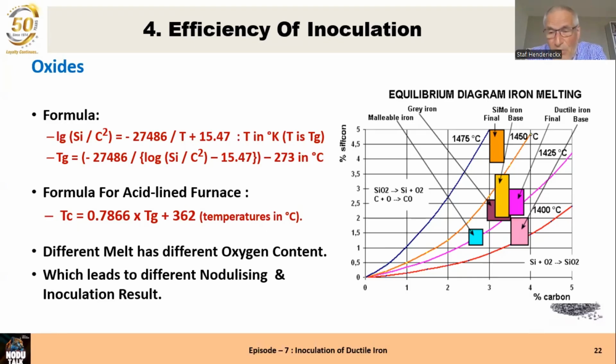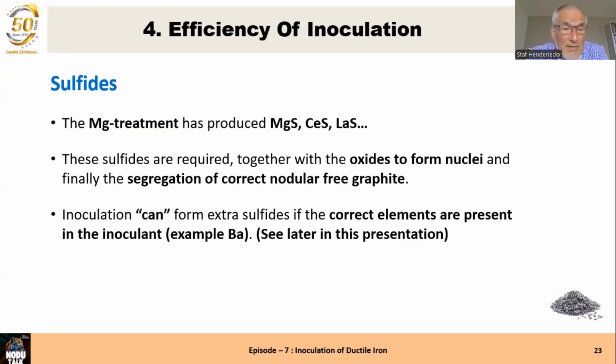If we stay longer on high temperature, we have a different result. If we do not stay on high temperature, we will have a different result. Please realize that. We said we need silicon oxide and we need sulfides. The sulfides are magnesium sulfide, cerium sulfide, and lanthanum sulfide. They are required together with the oxides to form the good nuclei, which will let the segregation of correct nodular free graphite happen.